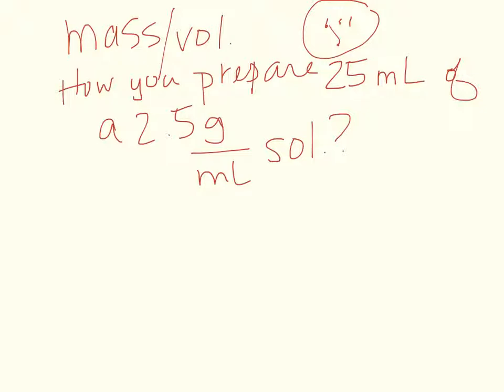Okay, so we need to figure out how we are going to make this. We know we need to make 25 milliliters of it, and we want it to be grams per milliliter. So the first thing I need to figure out is how many grams of salt I'm going to put in. So it's a salt solution. I forgot to write that down. Sodium chloride is salt. So how many grams is it going to take?